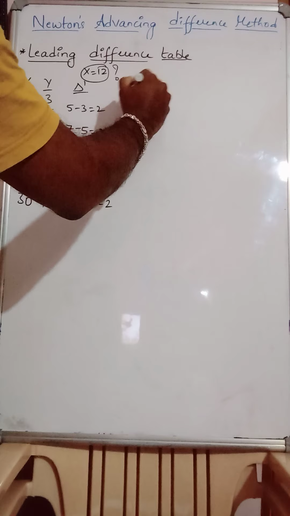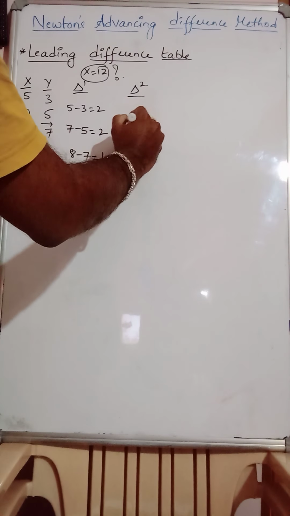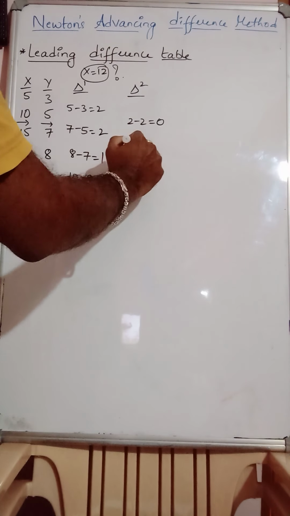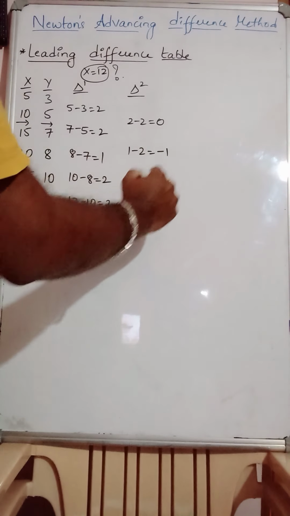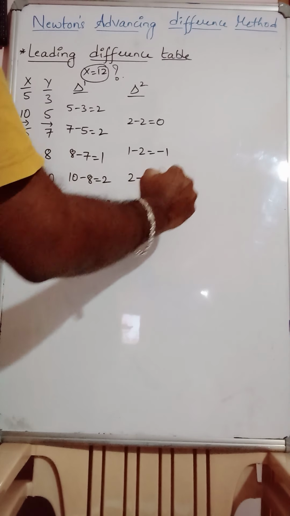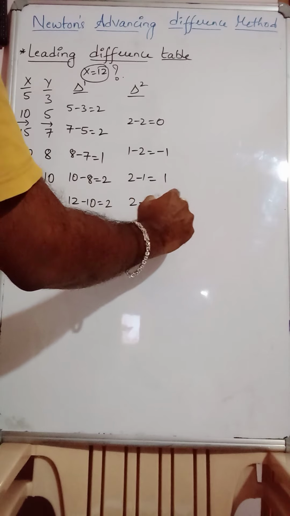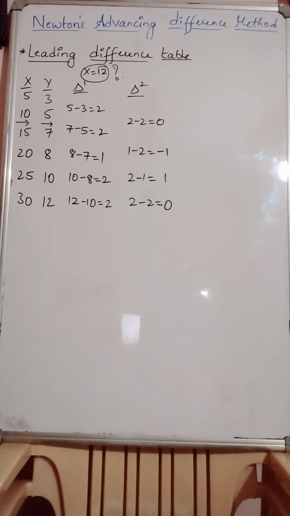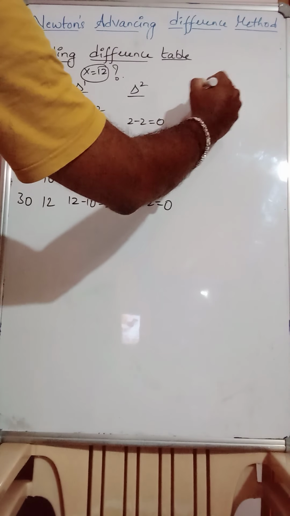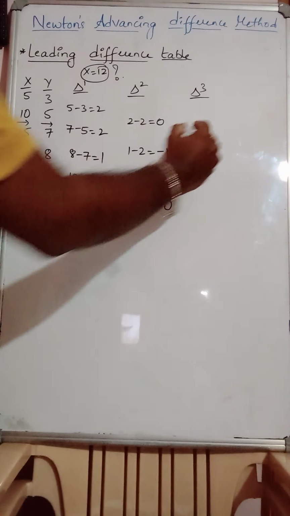Next, second leading difference. 2 minus 2, 0. 1 minus 2, minus 1. 2 minus 1, 1. 2 minus 2, 0. In leading difference, I am subtracting from down to top. Remember, guys. Next, delta 3, third leading difference.